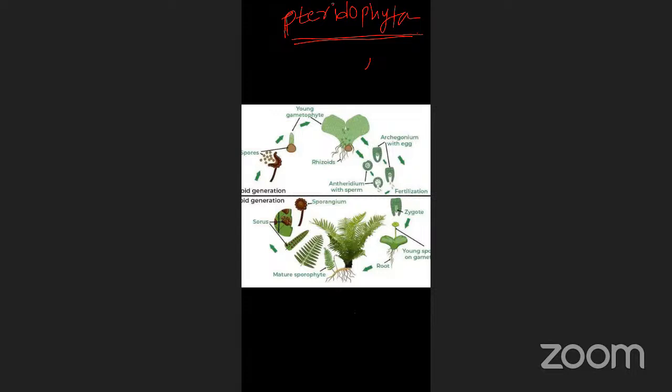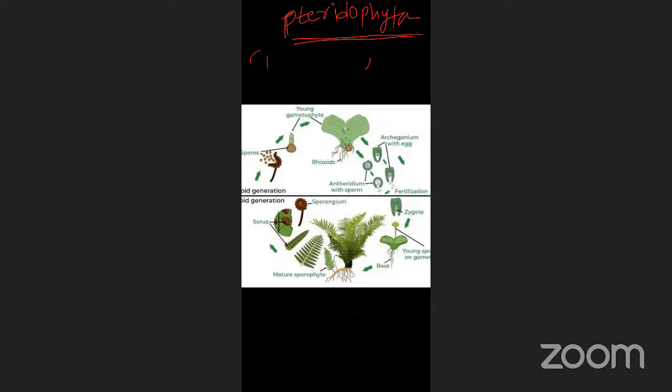The first aspect is definition, same as compared with bryophyta. In bryophyta, what is the first aspect? Amphibian plant, definition. First definition. After definition, distribution. After distribution, external characters. After external characters, reproduction. So in the same way, the first one is definition.